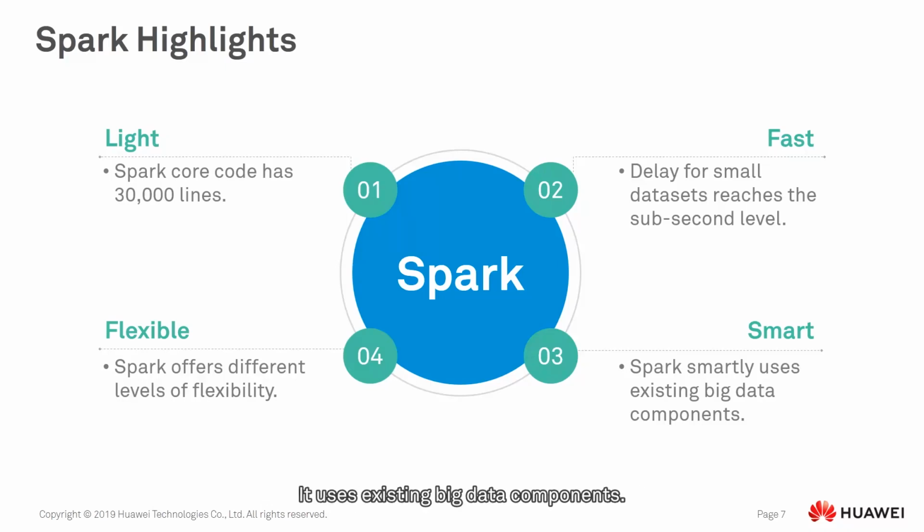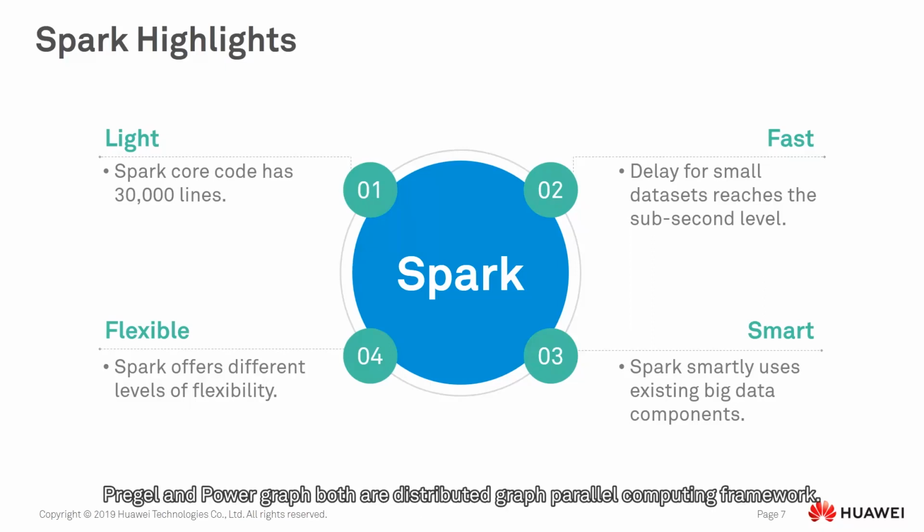The last one is smart. It uses existing big data components. To be more specific, Spark seamlessly integrates with Hadoop, and graph computing uses Pregel, PowerGraph APIs, as well as PowerGraph point of division. Pregel and PowerGraph both are distributed graph parallel computing frameworks.